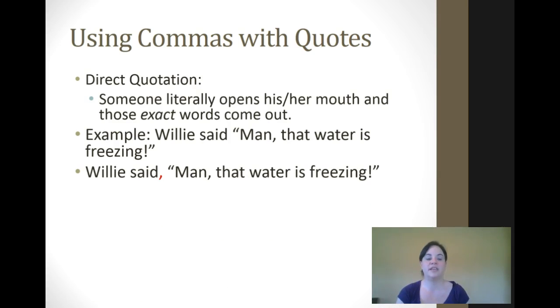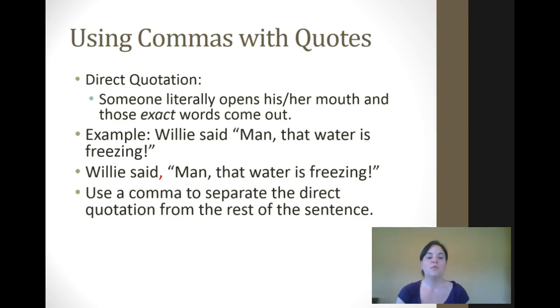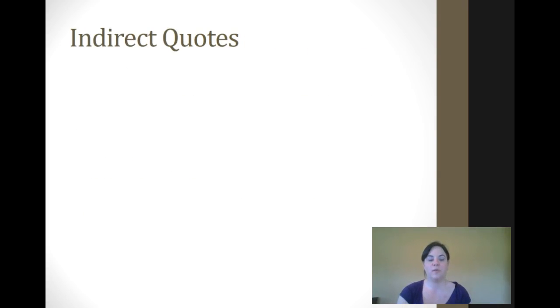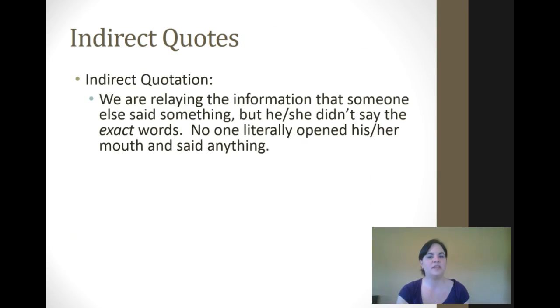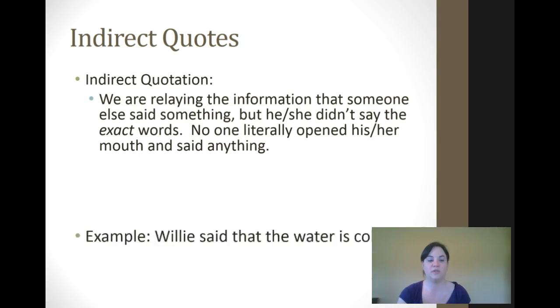So our sentence should look like this. Willie said, comma, "Man, that water is freezing." We need the comma here because Willie opened his mouth and the words, "Man, that water is freezing," came out. So we need commas with direct quotes, but we don't need commas with indirect quotes. Indirect quotes are when we relay information that someone else said by summarizing what was said, but we don't use the exact words. So in this instance, nobody literally opened up their mouth and said those particular words.